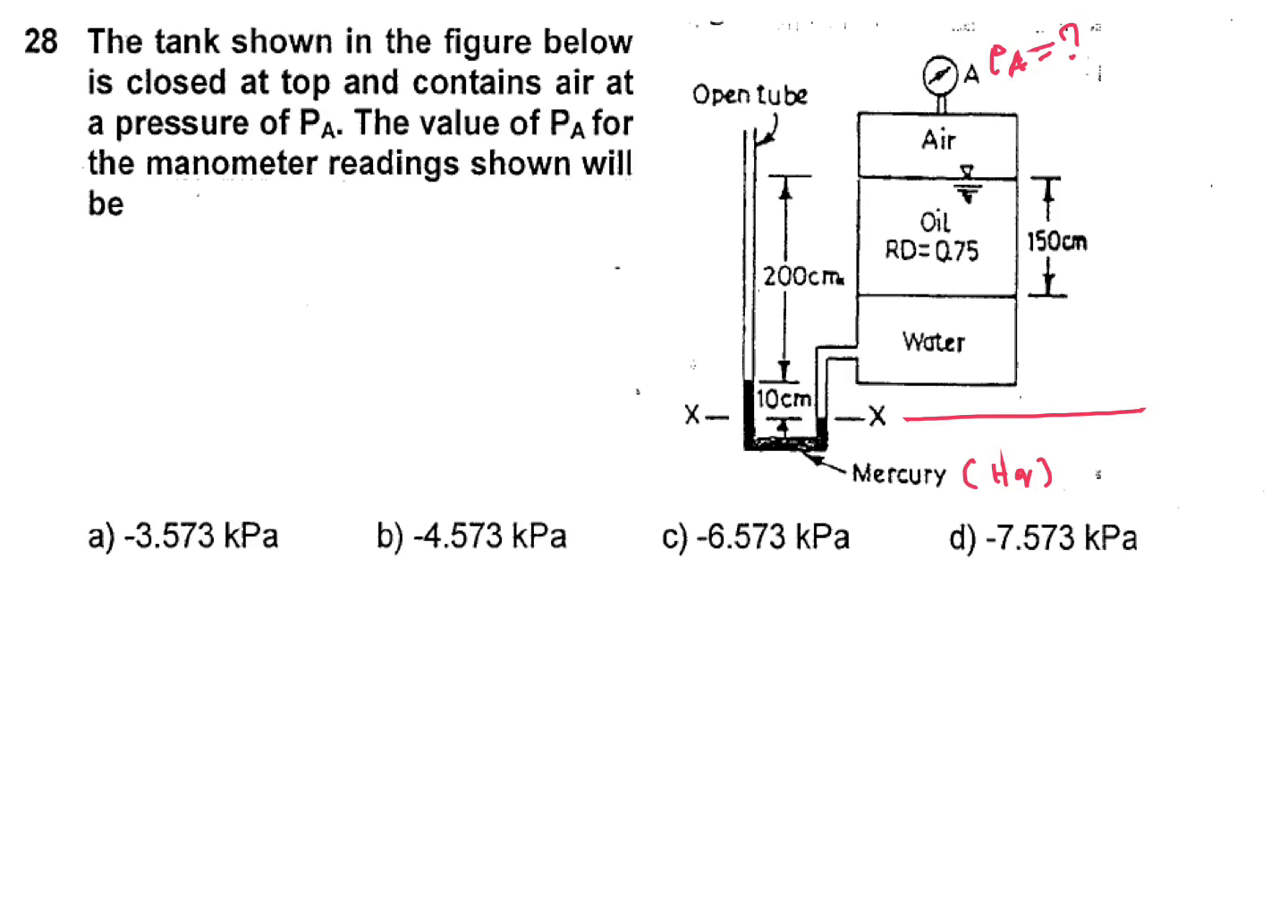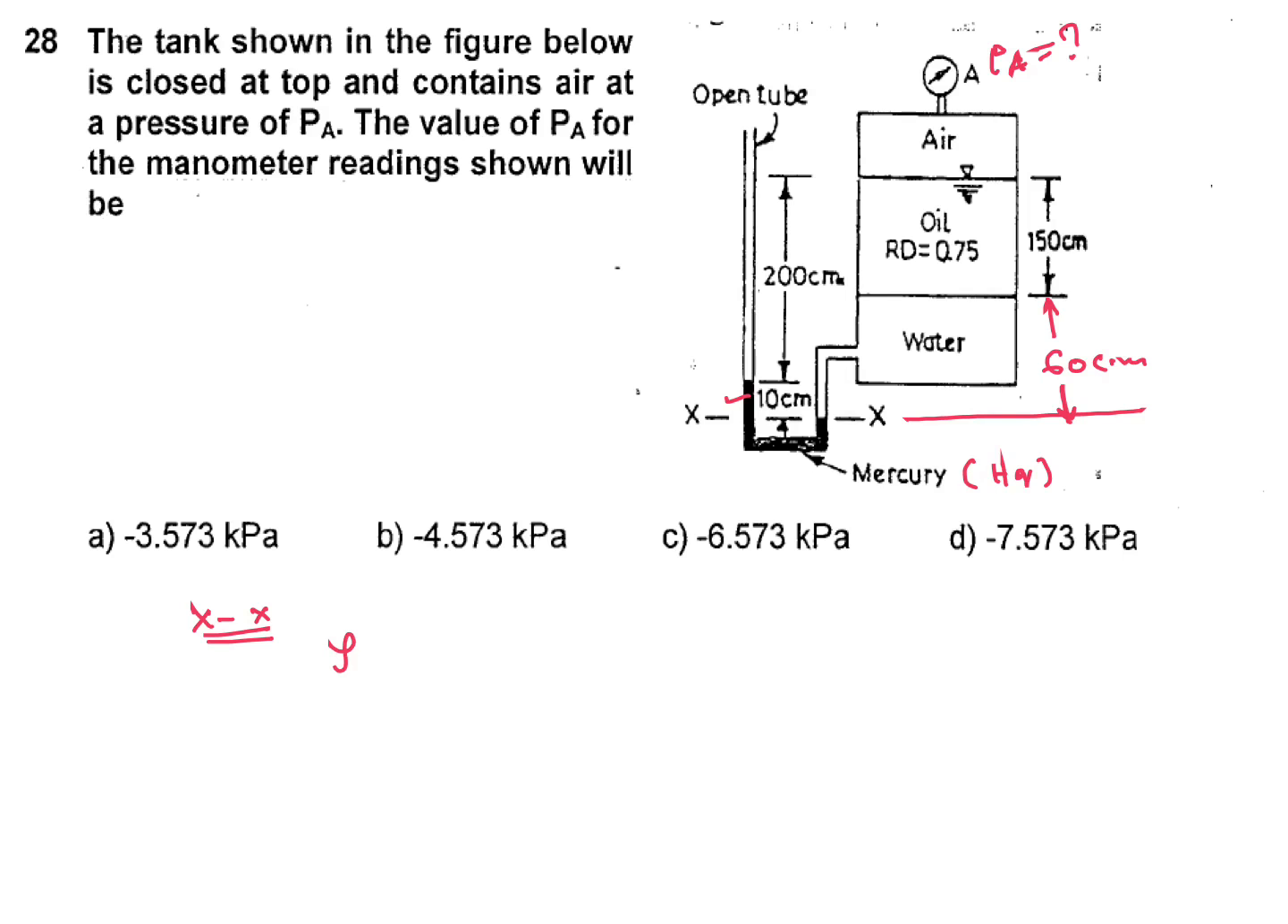It's 200 minus 150 plus 10. So it's 60 cm, this height, the water column height. So we will balance at XX. So this is Hg here.